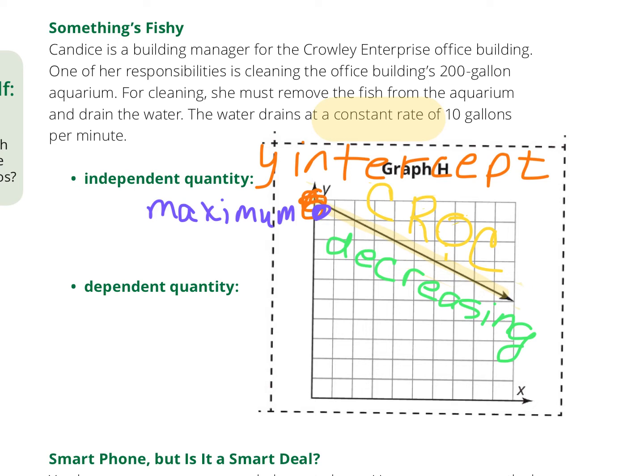Even though, again, we know in real life there's only 200 gallons of water in this aquarium, we're going to stick with the graph features for right now. So since there's an arrow there that implies that it's going on forever and ever, we're not going to label it with the word minimum for right now.